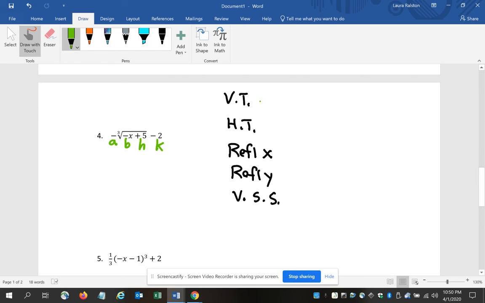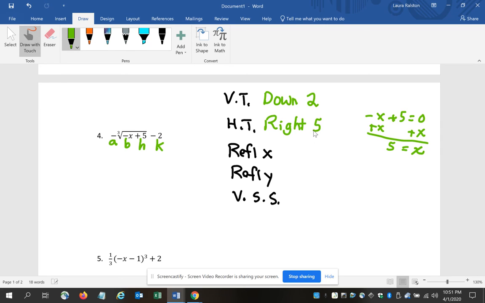My vertical translation is determined by k. It's -2, so we go down 2 units. My horizontal translation is controlled by h. Guys, be super duper careful because you have -x plus 5 equals 0. I need to solve for x. So 5 equals x. So it's actually positive, so I'm going to go right 5.